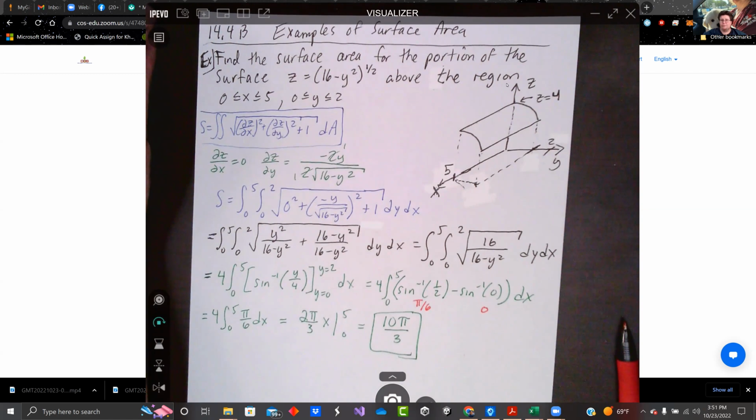Find dz dy. It helps to have a picture. Know your boundaries if they're not regular. Do dz dx and dz dy. Plug them in the formula. If you can, clean it up to make it prettier, easier to work with.